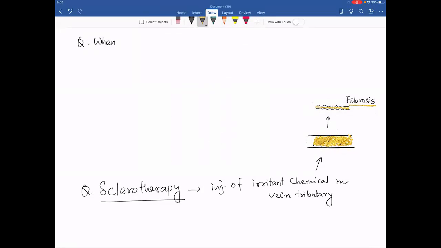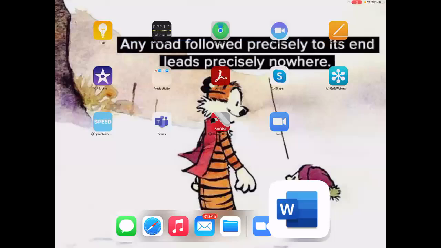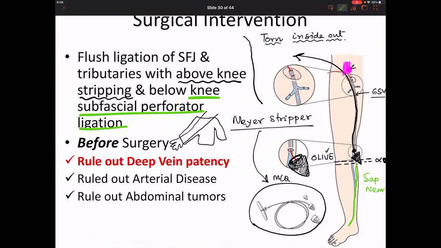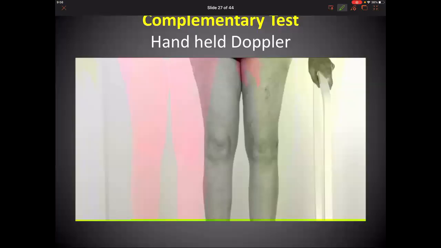Yes, sir. Good. When is sclerotherapy done? Remember that sclerotherapy produces something called an aseptic inflammation. So when is it done? Sir, sclerotherapy is usually done for grade 1 clinically. Oh, by the way, I really forgot. What is this grade 1 clinical according to the CEAP? Reticular veins or telangiectasia. Very good.